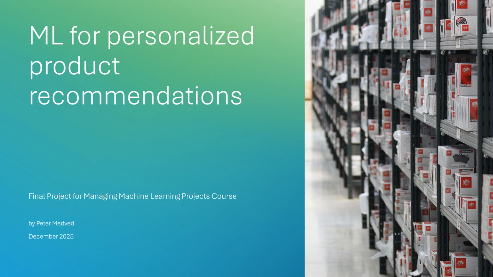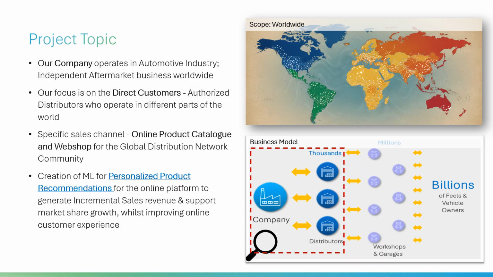My name is Peter. I'm going to walk you quickly through my final project for the Managing Machine Learning Projects course. We'll be looking at machine learning for personalized product recommendations. The company we're working with operates in the automotive industry, and the focus is on direct customers shopping online in their product catalog and web shop. This is the place where we want to apply machine learning for personalized product recommendations.